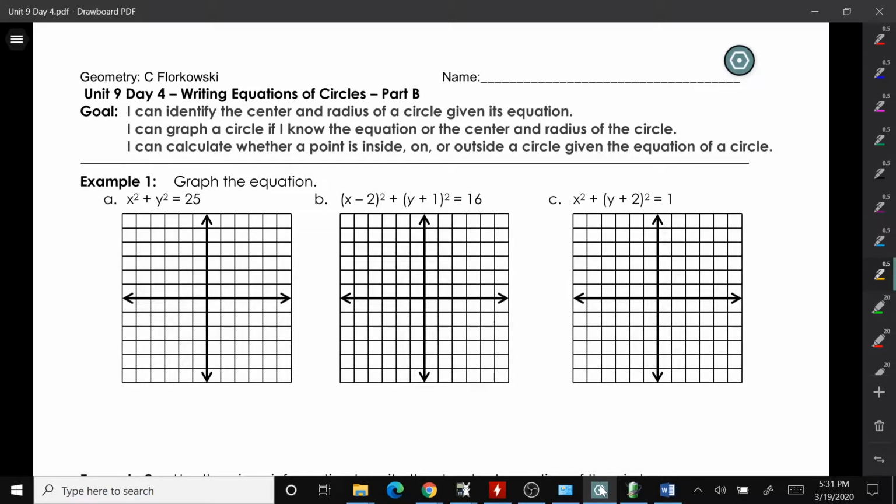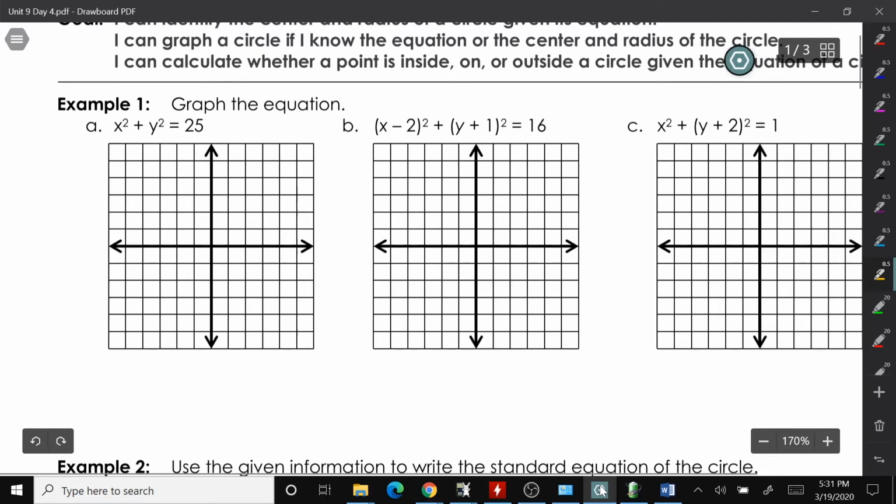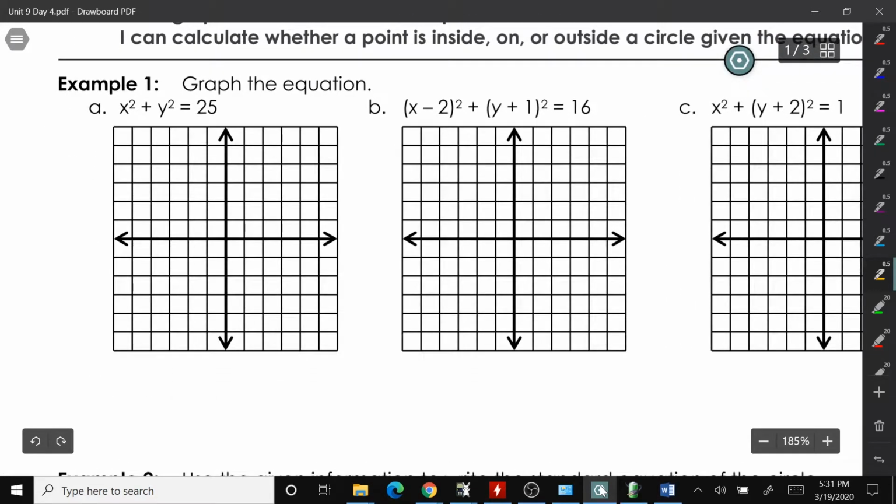Okay, today we're going to look at some more equations of circles and graph them, and then use equations to solve some application problems. So let's talk about graphing them first. Here's our first example, and notice there's no parentheses here, so that means your center is going to be at 0, 0. And then this number is your radius squared. So radius squared is 25, which means your radius is 5.